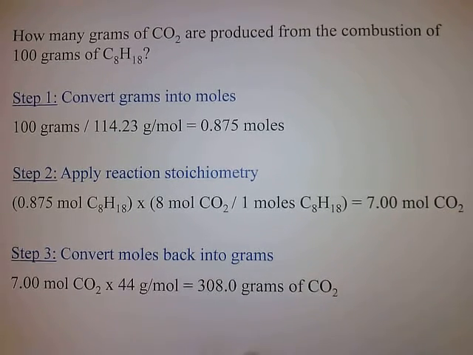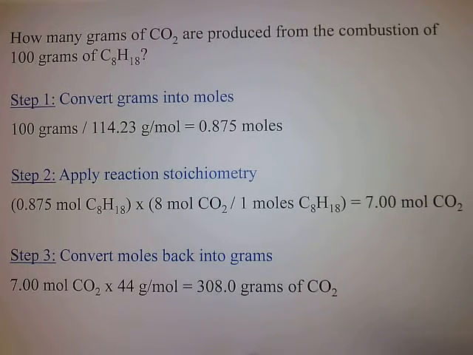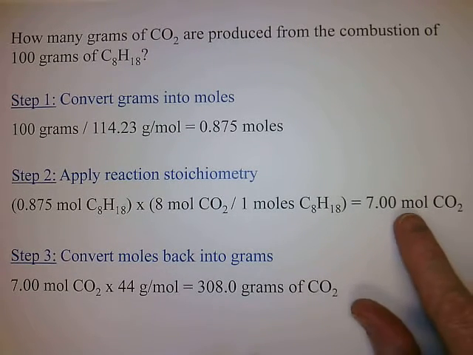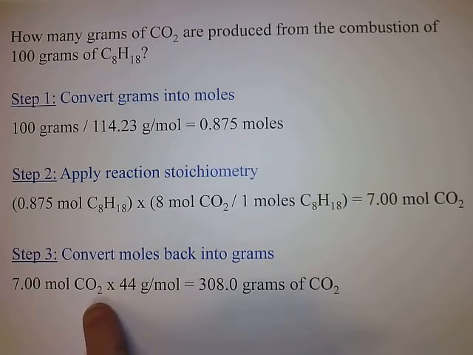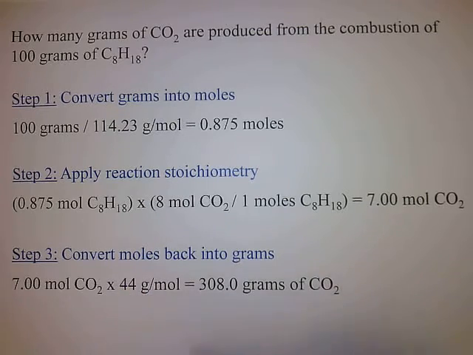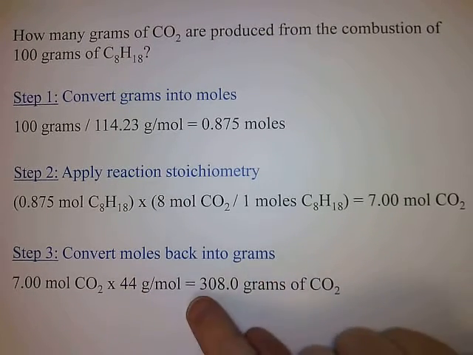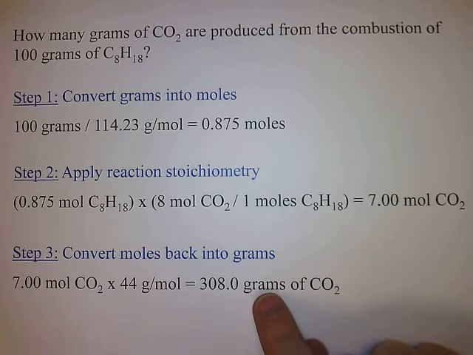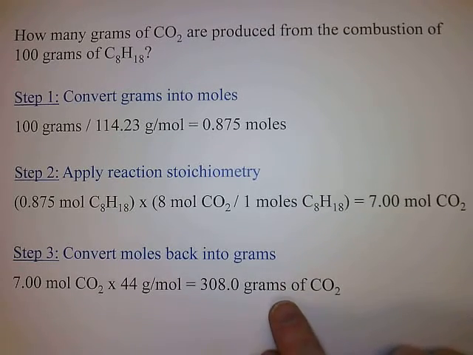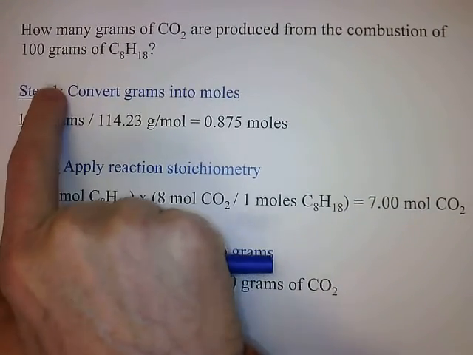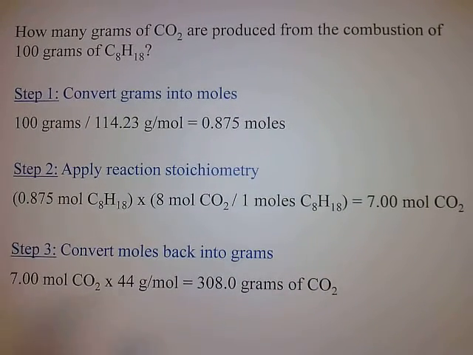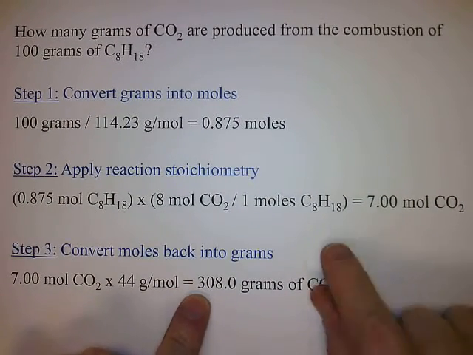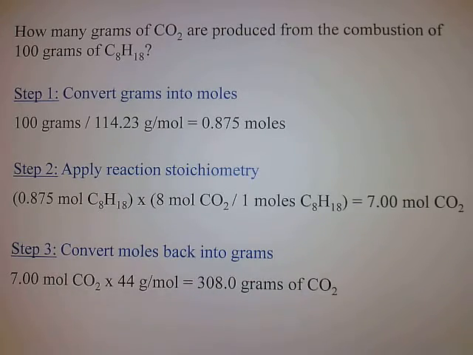And so now we convert moles back into grams again. What's the mass of 7 moles of carbon dioxide? You multiply by the molar mass of carbon dioxide, which comes out to be 44 grams per mole, and this comes out to be 308 grams of carbon dioxide. So your 100 grams of octane, when you burn it, produces 308 grams of carbon dioxide.